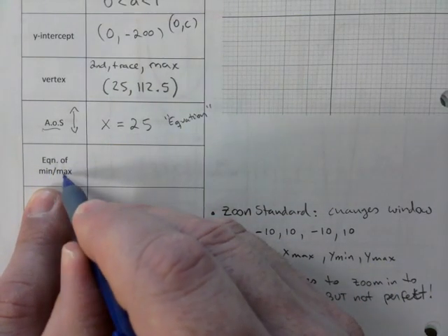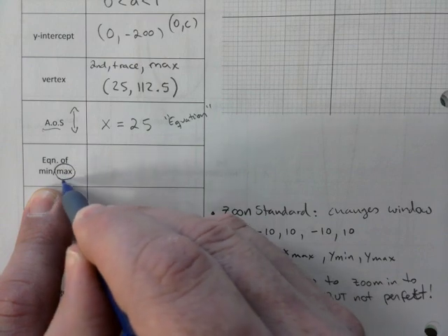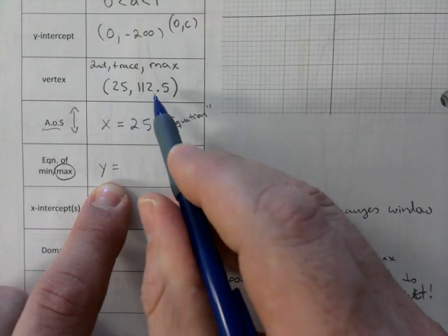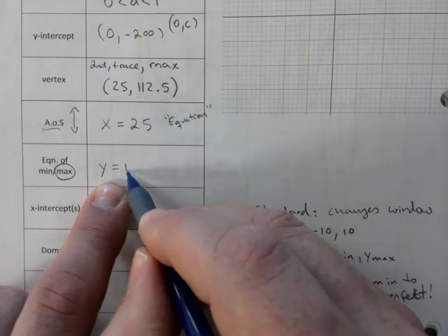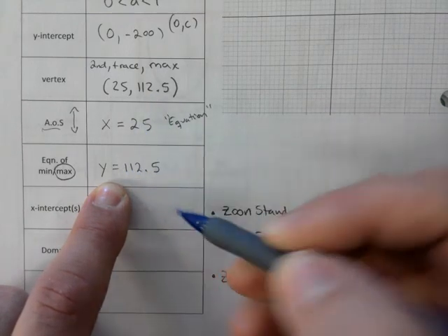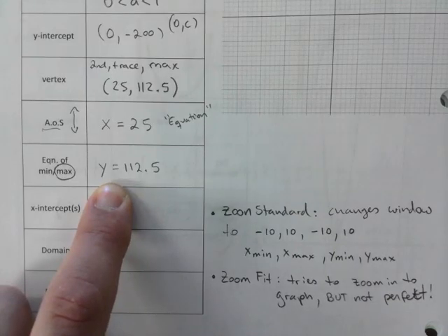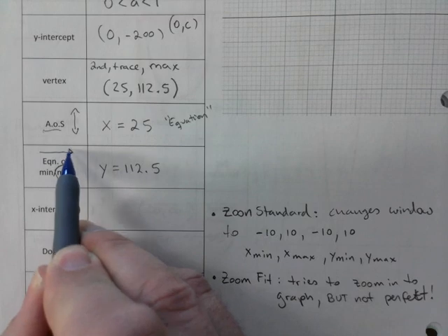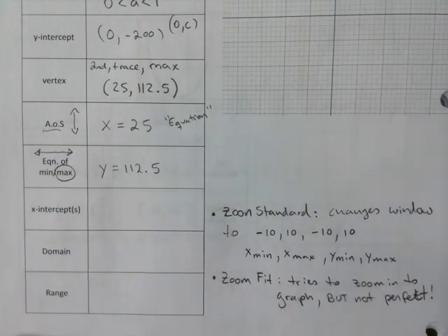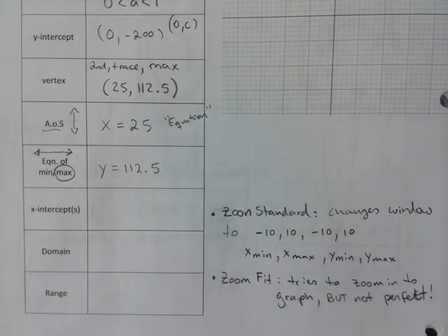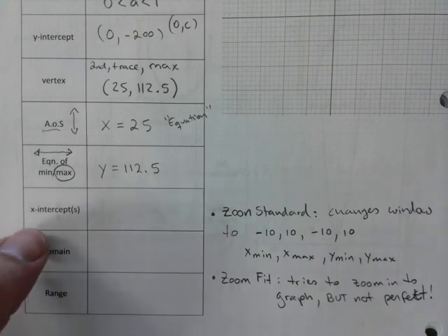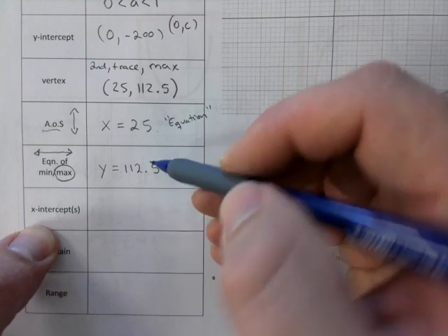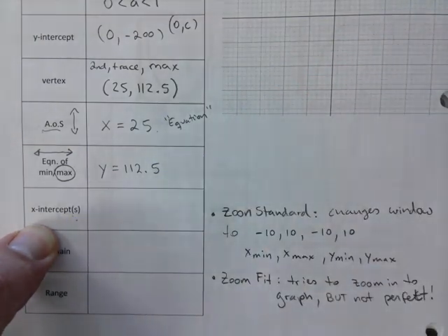Equation of min or max, we know it's an equation of the max. That would be y is equal to the y value of the vertex. That's the equation of the max. It's a horizontal equation that goes through the vertex. So from this one point we found, we were able to answer both of these. Now let's find the x-intercepts.